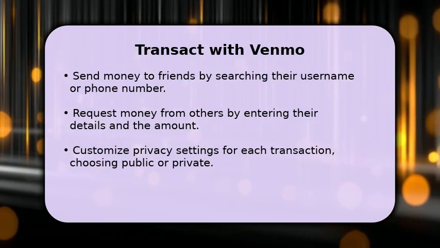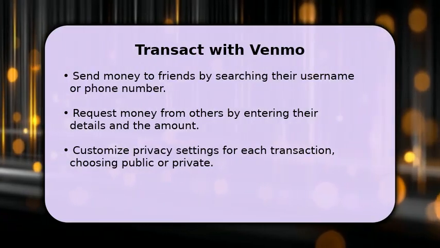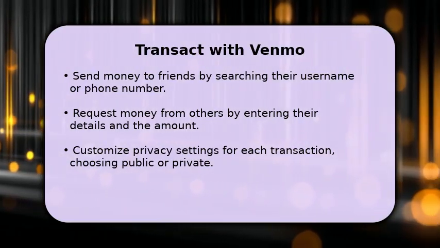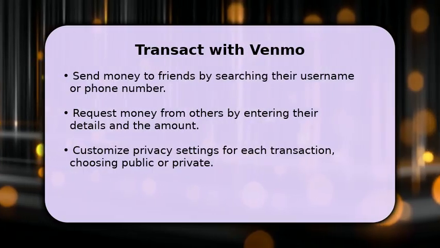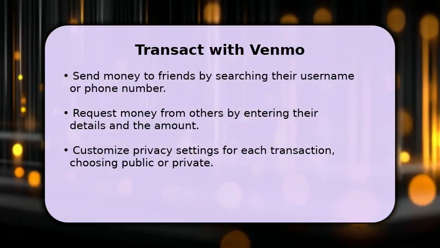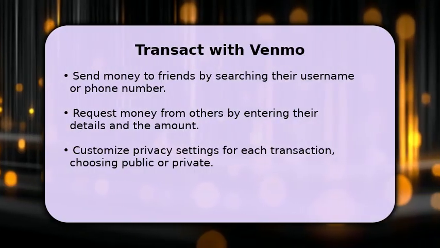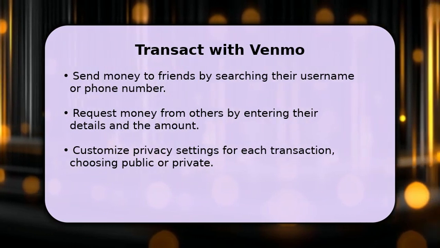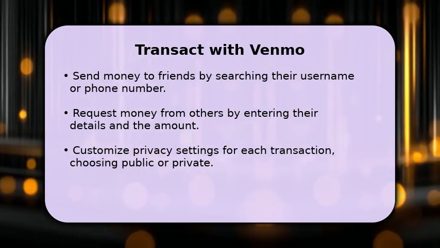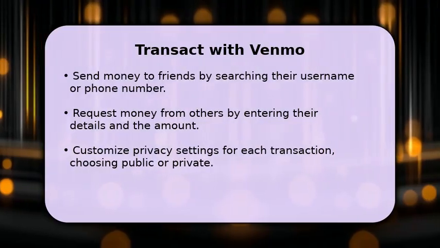Now that your account is set up, you can easily send and receive money. To send, simply tap the Pay or Request button, search for your friend's username or phone number, enter the amount, and add a note. To request money, follow a similar process. Remember, you can customize the privacy settings for each transaction, choosing between public, friends only, or private. Enjoy the convenience of Venmo.